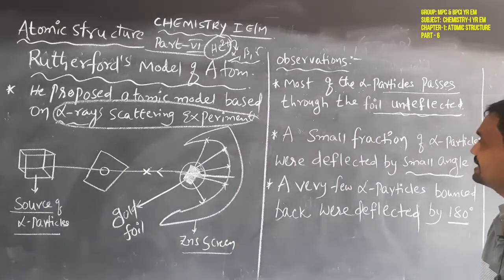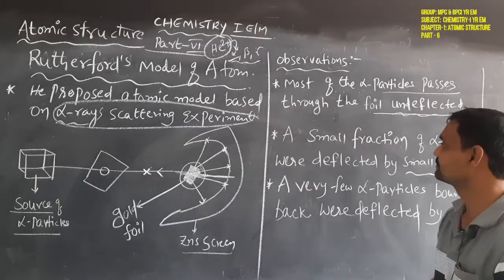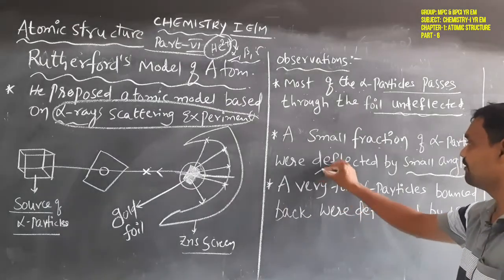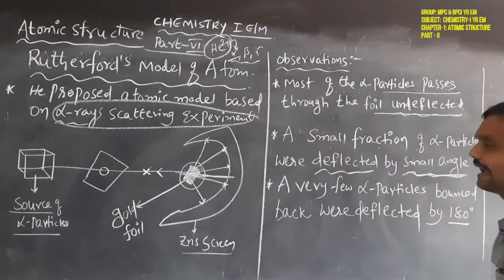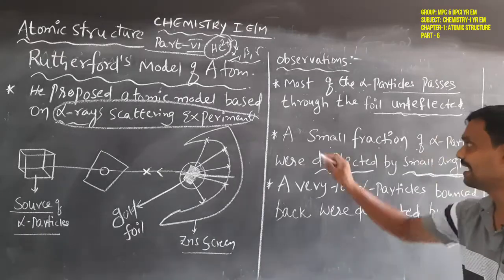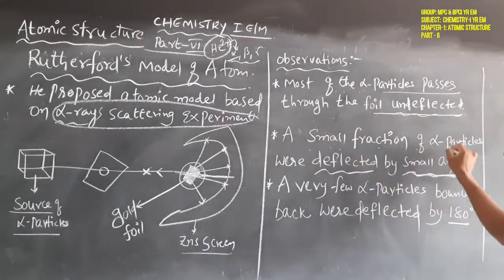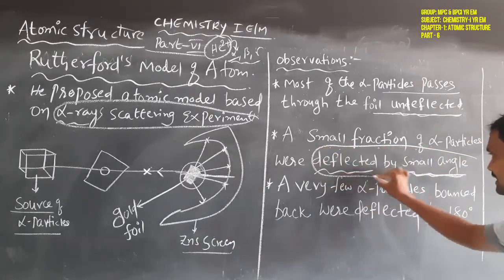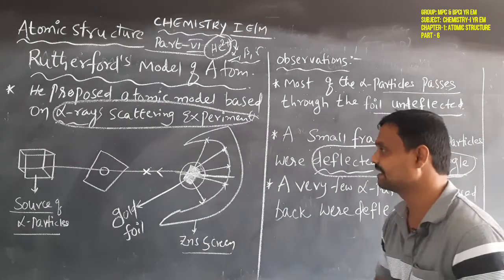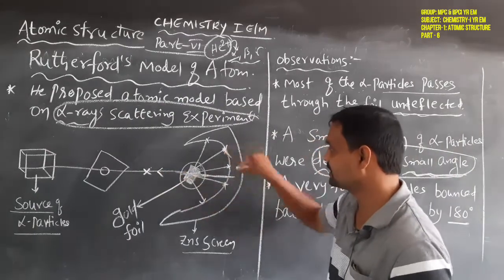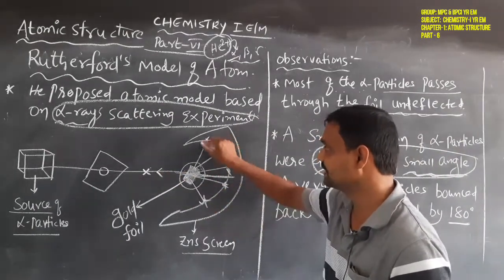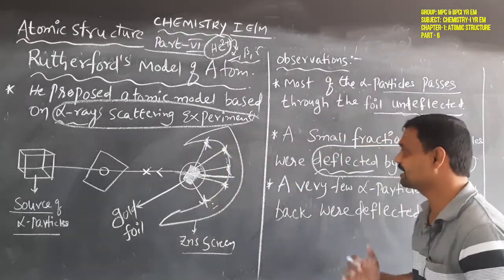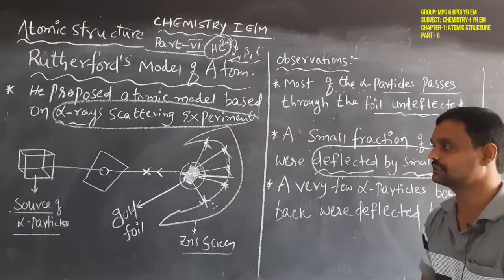The next observation is that a small fraction of alpha particles were deflected by a small angle. Some alpha particles are deflected by a very small angle. So this is another observation.